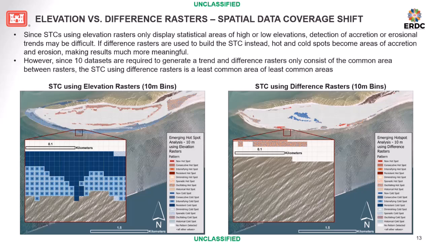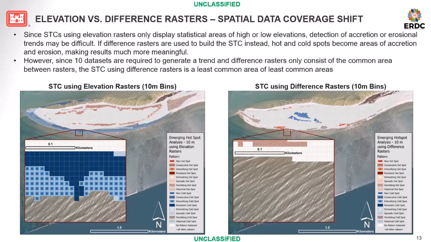If you subtract a time 2 raster from a time 1 raster, the result is going to be a least common area. And then you put all those into a space-time cube and you get a least common area of least common areas. And so it really does limit your spatial coverage based off of your data density and how much data you have at any particular location.